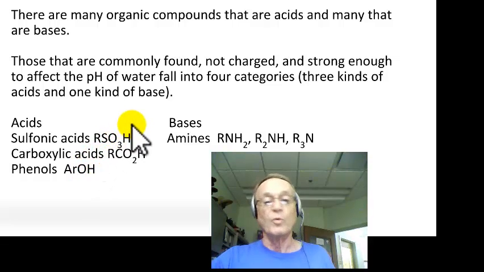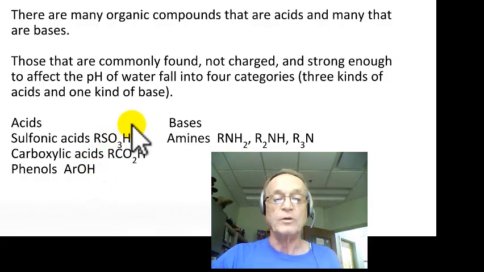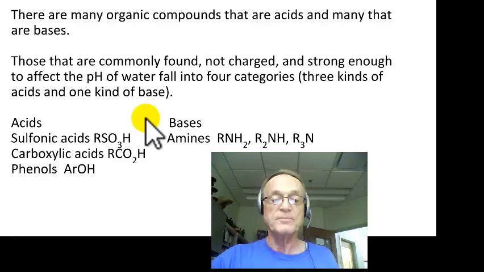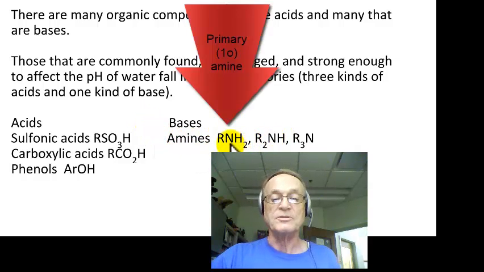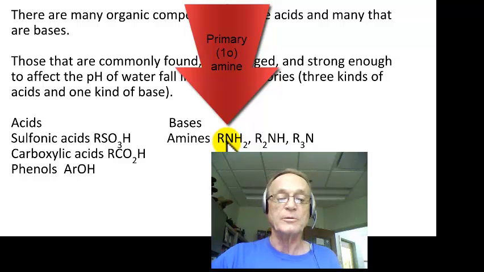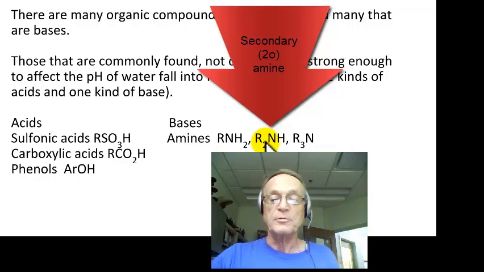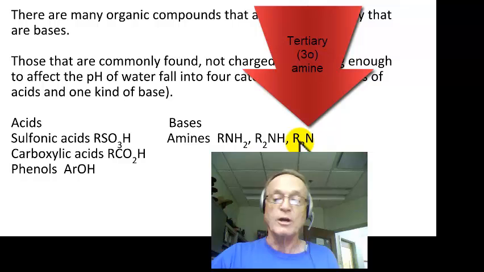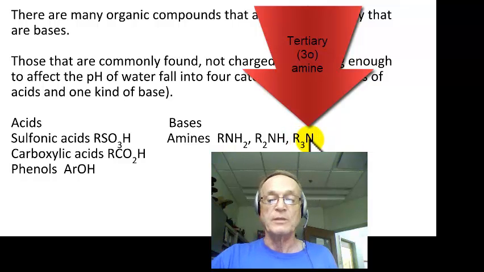And then there's really only one kind of organic base, and those are the amines. Remember when we talked about functional groups, the amines come in three types. There's a nitrogen with one carbon group and two hydrogens, those are called primary amines. A nitrogen with two carbon groups and one hydrogen, those are called secondary amines. And a nitrogen with three carbon groups, so that's a tertiary amine.